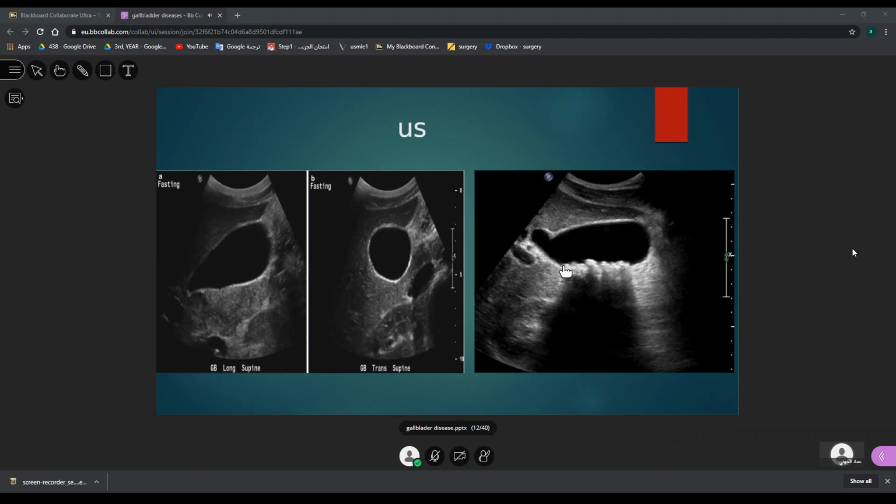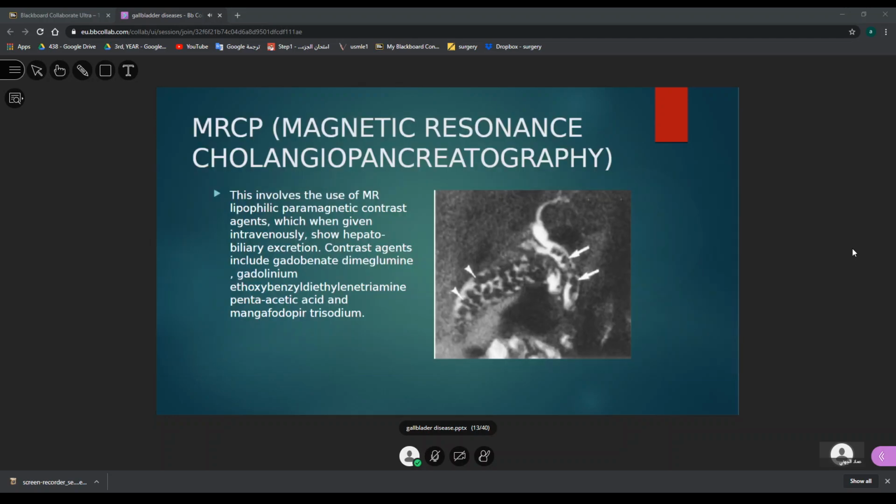Now we move to the MRCP, which is magnetic resonance cholangiopancreatography. So this is an MRI. We do MRI for the gallbladder and the biliary system to check for any pathology that is missed by ultrasound. The MRI or MRCP is more accurate than the ultrasound in showing gallstones and any biliary pathology.